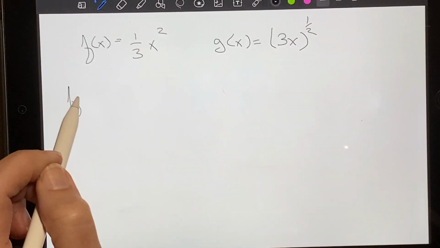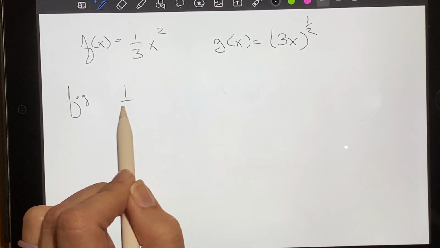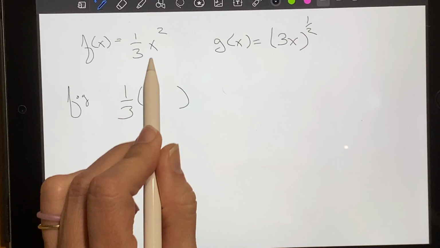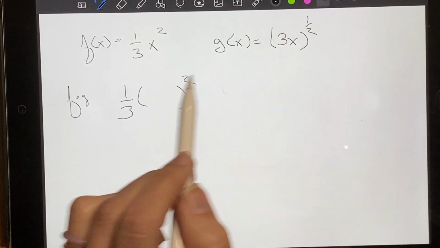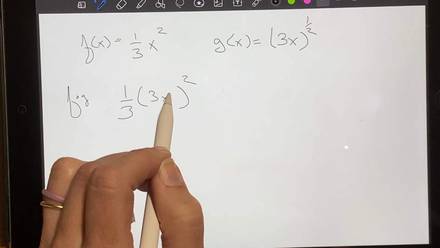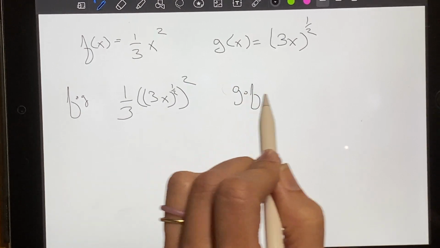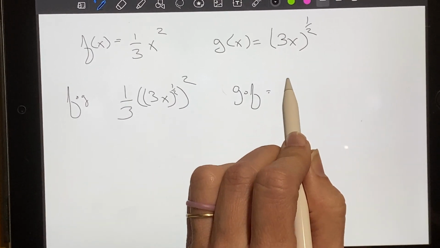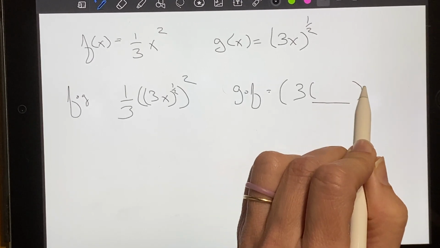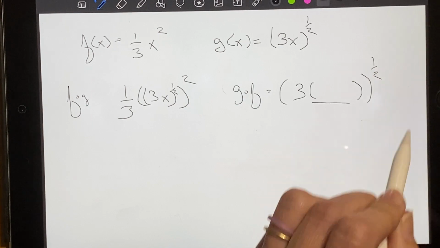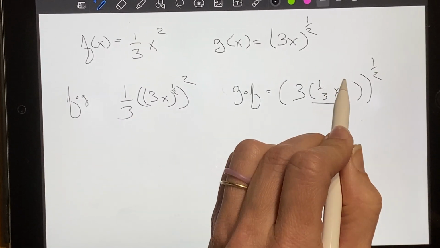Okay, so if I have f of g, I am going to take my f and I'm going to leave a space where my x is and make sure it's all the same, and I'm going to plug my entire g into that space, 3x to the 1/2. Then if I have g of f, I'm going to start writing this out. Now I've got it on the inside. I've got to make sure to keep it in the right space, all raised to the 1/2. I'm going to plug my entire f in here, 1/3 x squared.